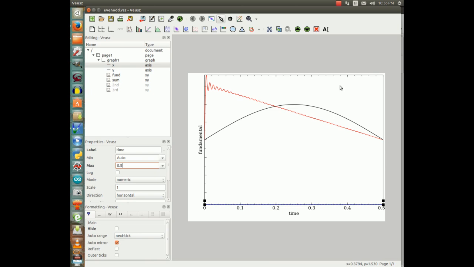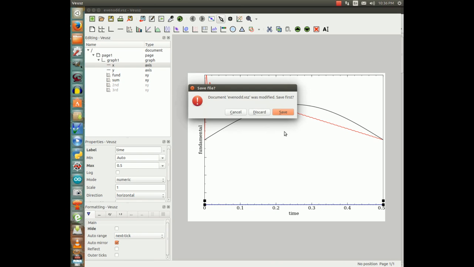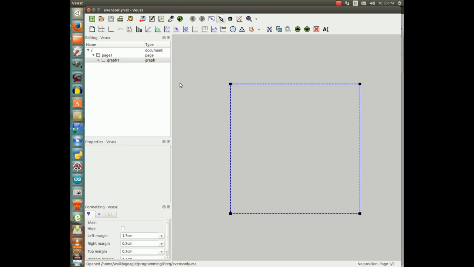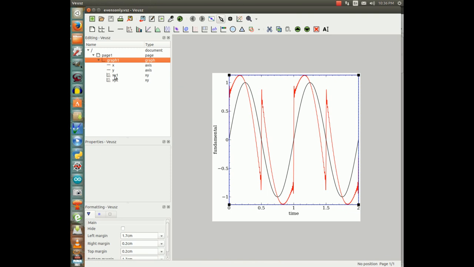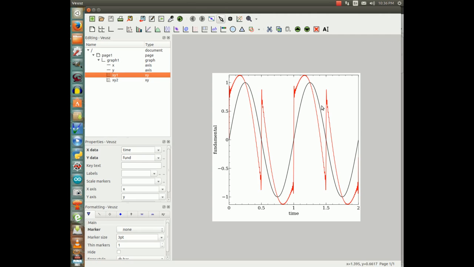Well, I just got curious. What would happen if I do just the evens? So we will close this one, and I'll save it just to keep it quiet. Now we'll do evens only. On this particular one, I believe I'm looking at, okay, that's the time, that's the first graph there, time and fundamental. The second graph, I'm looking at all 101 of those. And that doesn't make a very pretty waveform, but it's interesting.